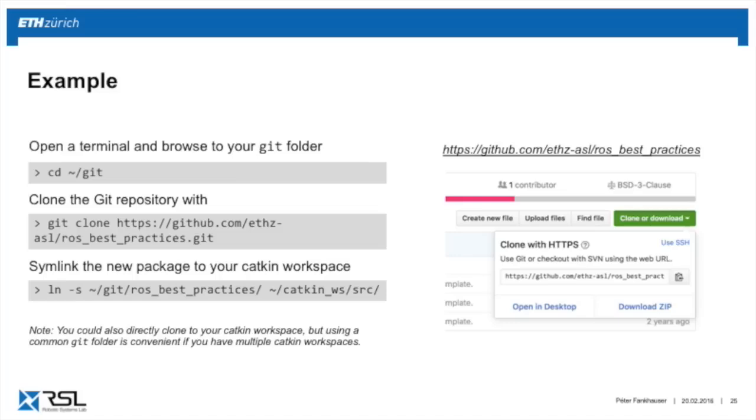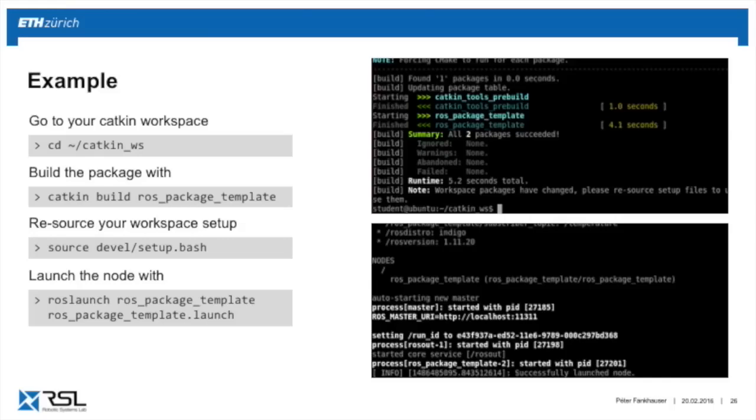Okay. Now, once you have cloned and symlinked it in your Catkin workspace, you can go to your Catkin workspace by cd catkin workspace, and then use the build command, as we saw before, by typing in catkin build ros_package_template. This is the package which is stored in the Git repository. What you should see, on the right-hand side, is that it builds these and it shows you information how long it took.